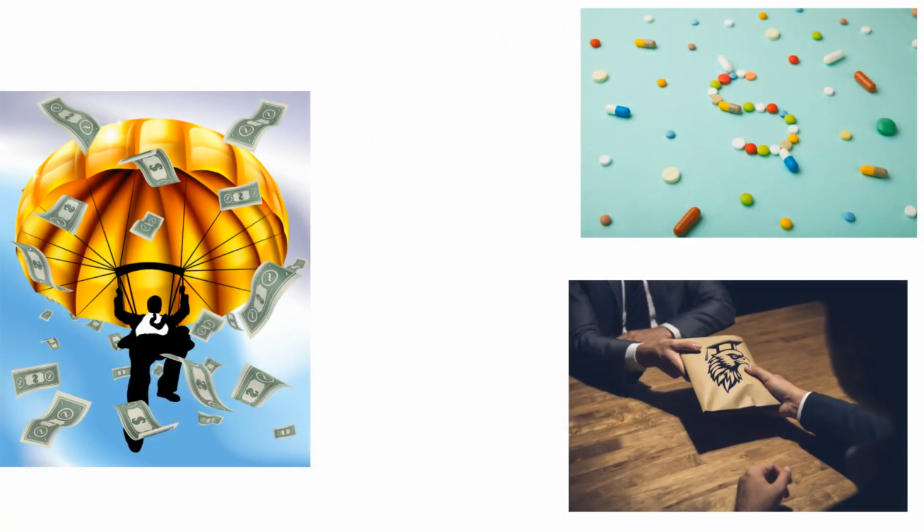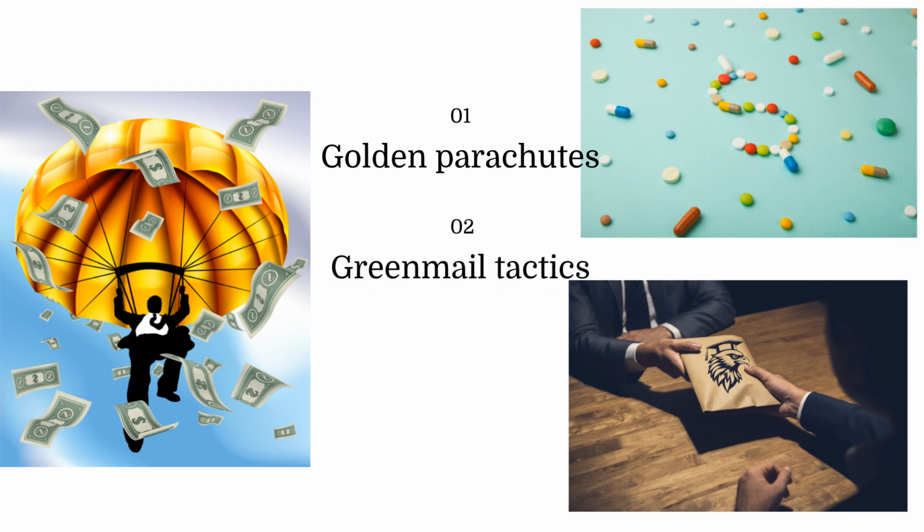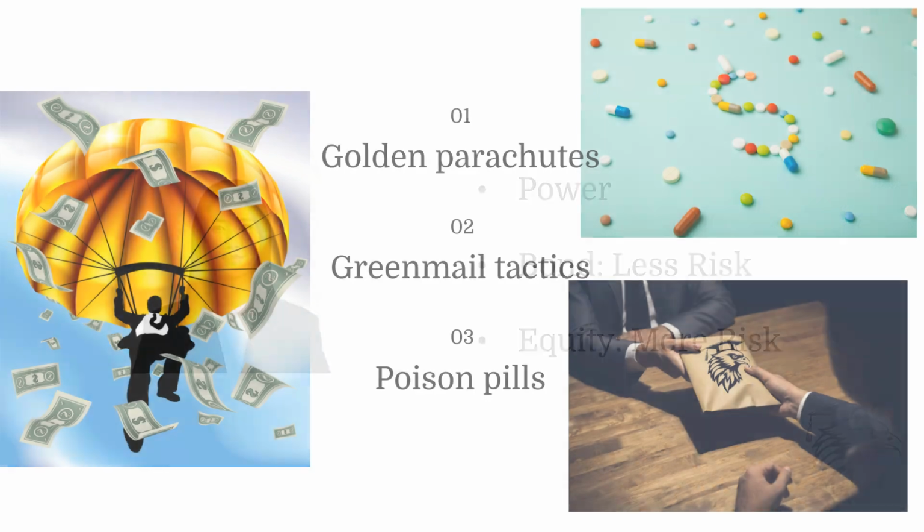Examples of such behavior include golden parachutes, which are big payouts to the managers who are fired, greenmail involving paying off dissident shareholders to avoid takeovers, and lastly, poison pills, as managers implement tactics which make takeovers difficult with the intent of resisting change and protecting their jobs.